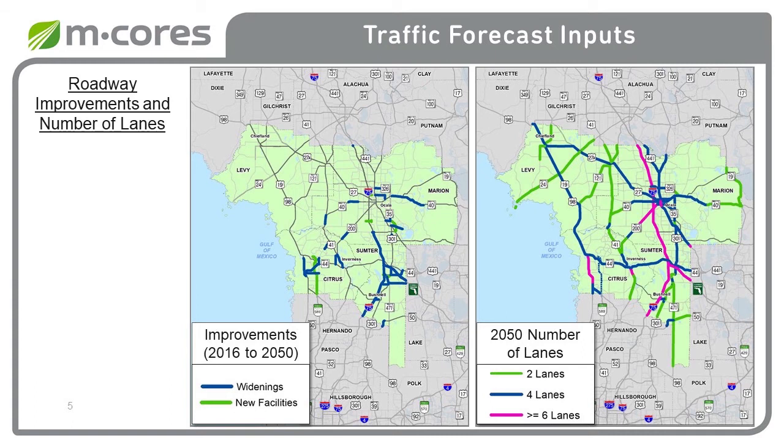The graphics on this slide show the 2050 future roadway network within the study area. The first graphic shows the roadway improvements to be in place by 2050. Roadway widenings are shown in blue, and new facilities are shown in green. The second graphic shows the study area roadway network in 2050 by number of lanes.